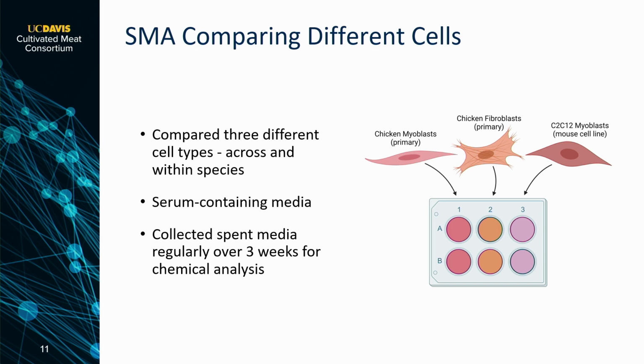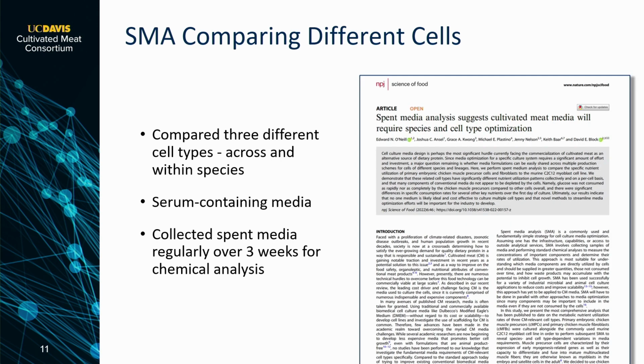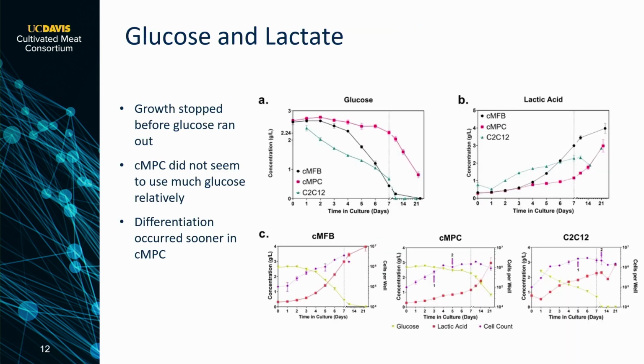And these were all grown in a serum-containing media and grown for up to 3 weeks in culture, where I collected samples of the spent media at predetermined time points along that time. And the results, again, are published in NPJ Science of Food. And so I'm going to go through some of the major findings that we obtained, some of the key takeaways of the experiment testing the 3 different cell types.